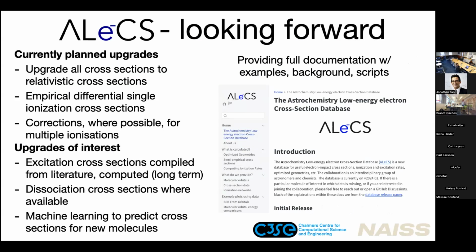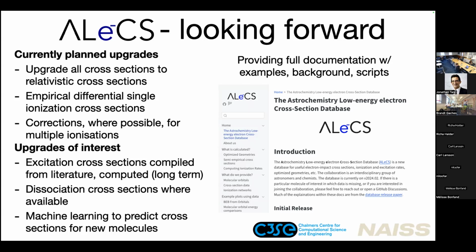And going forward, the group has a number of planned or hopeful upgrades. One of them is to upgrade all the cross sections to their fully relativistic forms, and to do empirical singly differential ionization cross sections, things of interest. These are things that we've reached out to people who might be interested in doing. Another is to include excitation cross sections, either compiled from literature or computed. The computing means doing a fully quantum chemical thing. I myself can't do that, but we have people who are interested in the database who can do this.